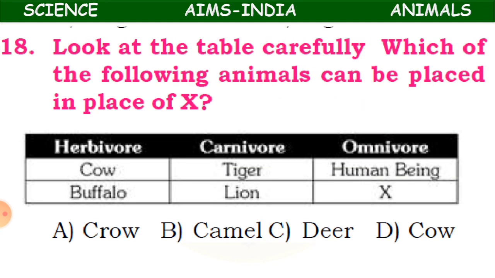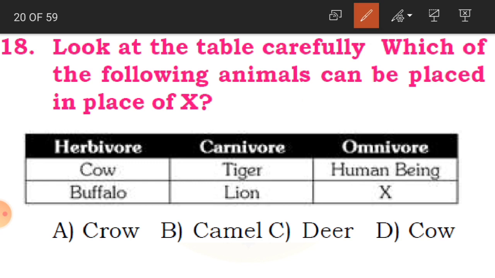Look at the table carefully. Which of the following animals can be placed in place of X? Okay, children, see here, we have got three different types of animals, that is herbivore, carnivore and omnivore. So what is herbivore? Which eats only plants, like cow and buffalo. Carnivore, which eats only animal flesh, like tiger and lion. Omnivore, which eats both plants and animal flesh. So one example is human being, the other example is X.